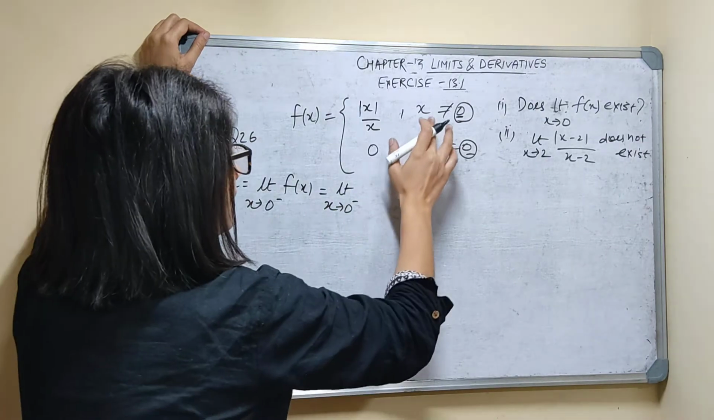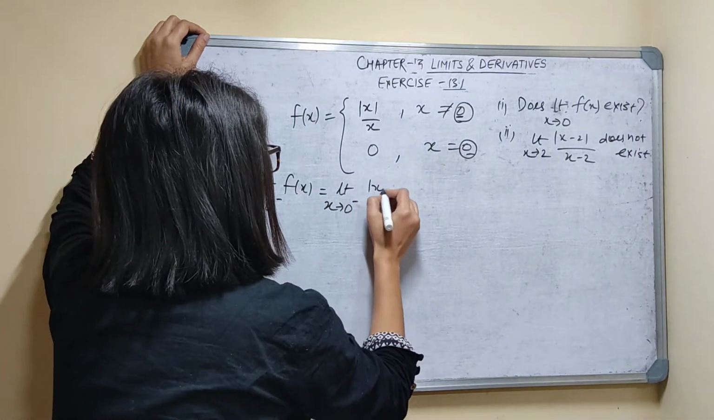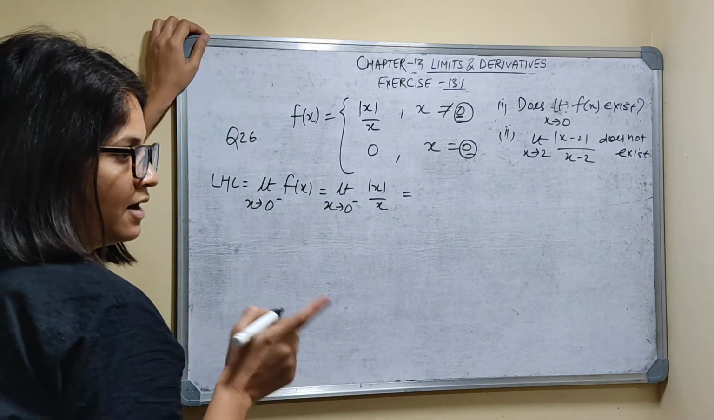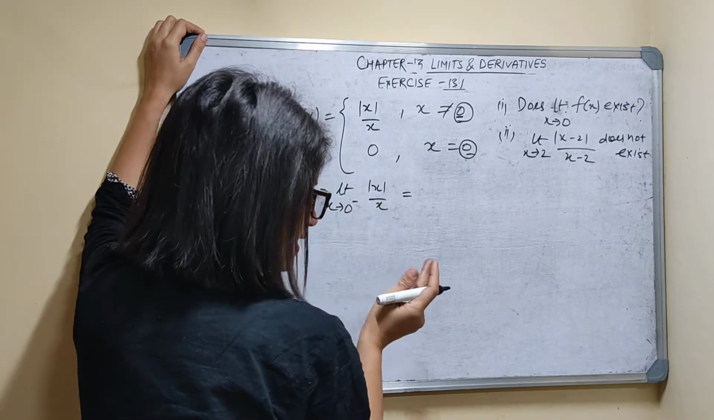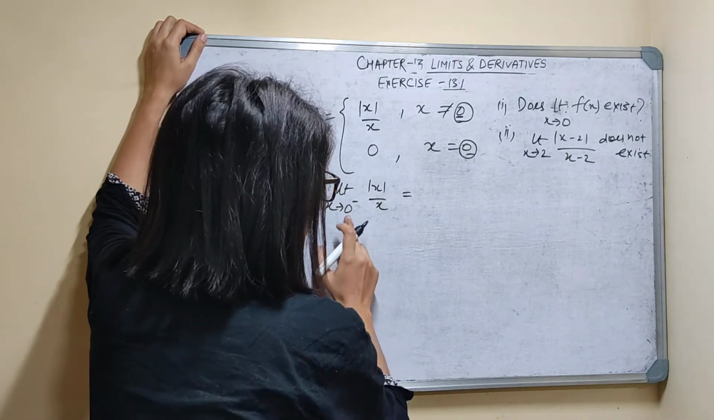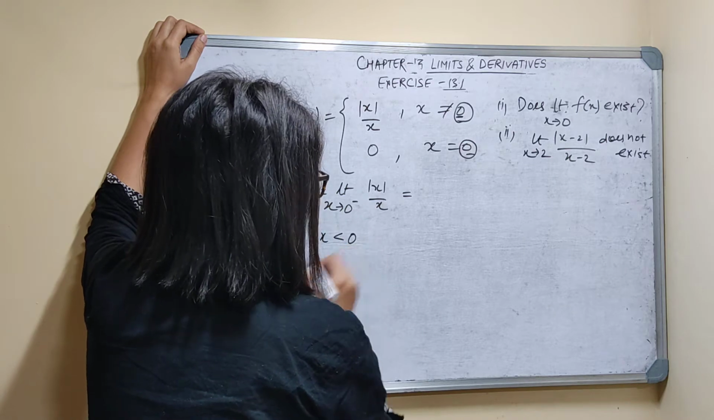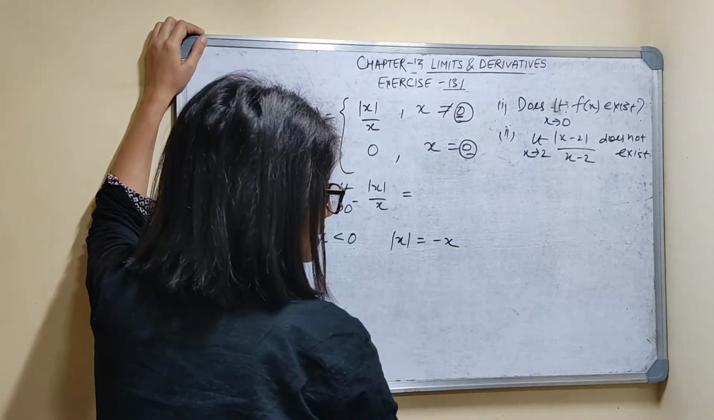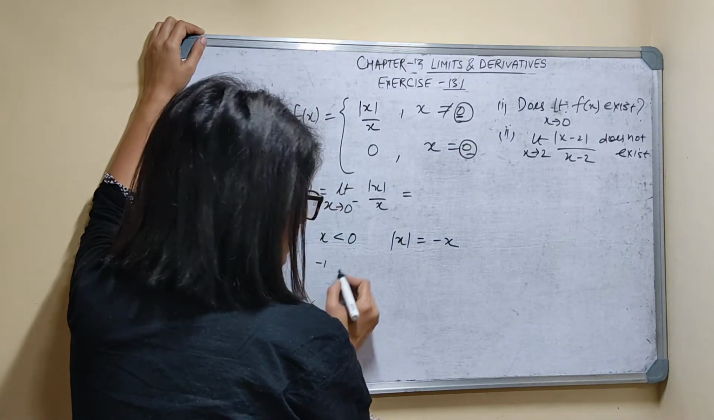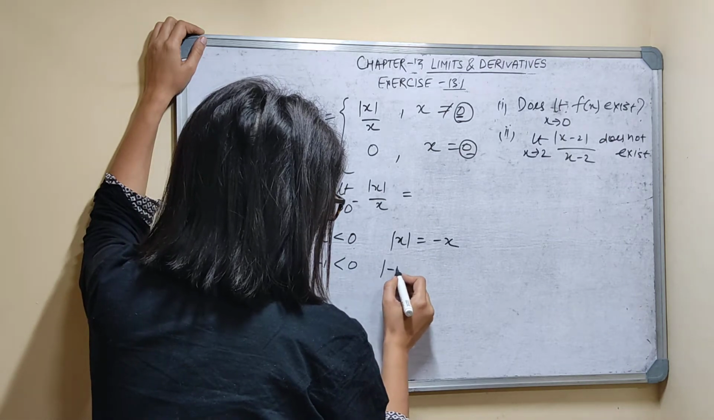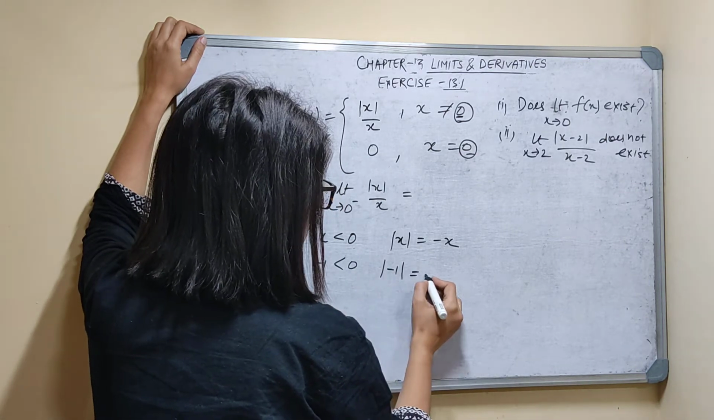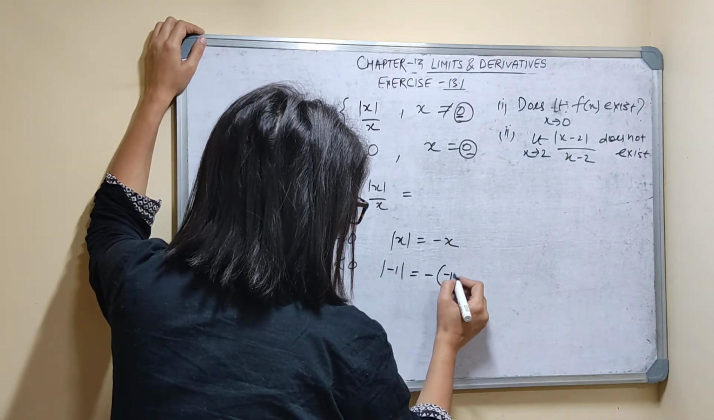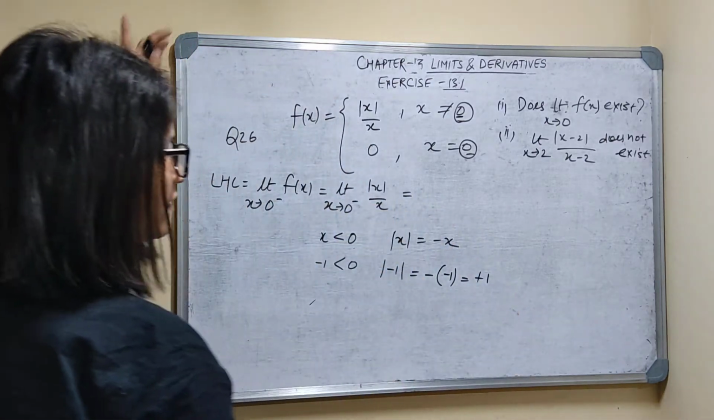Which one will I take? The one which is not equal to 0. So |x|/x. I know x tends to 0 minus. 0 minus means less than 0, in the neighborhood of 0, so it will obviously be negative. So x is less than 0. When x is less than 0, then |x| is equal to what? Minus x. Let's say x is minus 1, that is less than 0. So |-1| will be equal to what? The minus sign is from the formula, and in place of x, minus 1, so minus times minus 1 is plus 1. This is the concept.